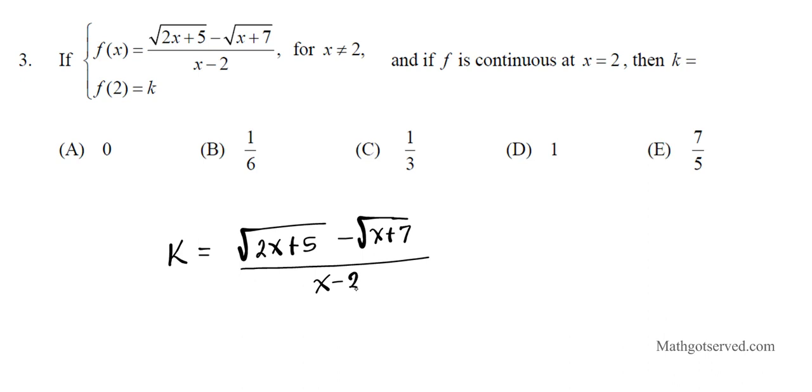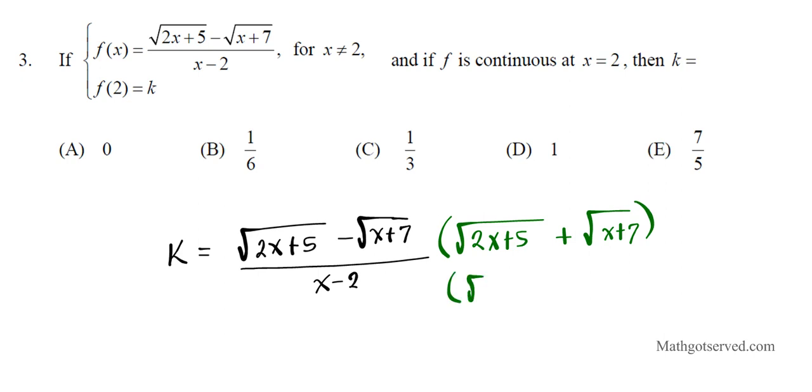Well, how do we do that? We just multiply the numerator and the denominator by the conjugate of the expression on the top. You get a conjugate by simply taking the opposite of the sign in the center. So I'm going to multiply the top by the square root of 2x plus 5, and change this minus to a plus the square root of x plus 7. And the denominator I'll multiply by the same thing: the square root of 2x plus 5 plus the square root of x plus 7.